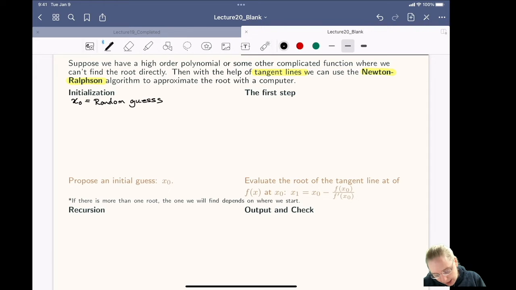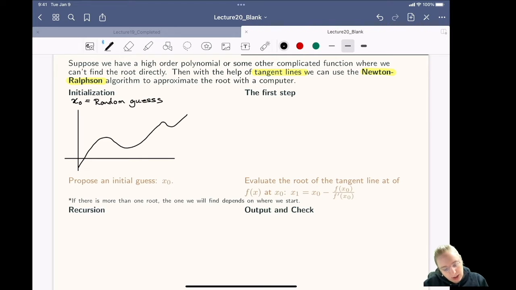All right, suppose we have some crazy function, some crazy higher order polynomial. Let me sketch one just as an example. Something like that. So some crazy function. And suppose we guess our initial x0 as being right there. So we just pick a random guess. Then in the first step, graphically, we're going to draw the tangent line to this curve. Suppose we have the tangent line, and then we're going to say our new guess, our x1, is the place where this tangent line intersects the axis. So it's the root of the tangent line.